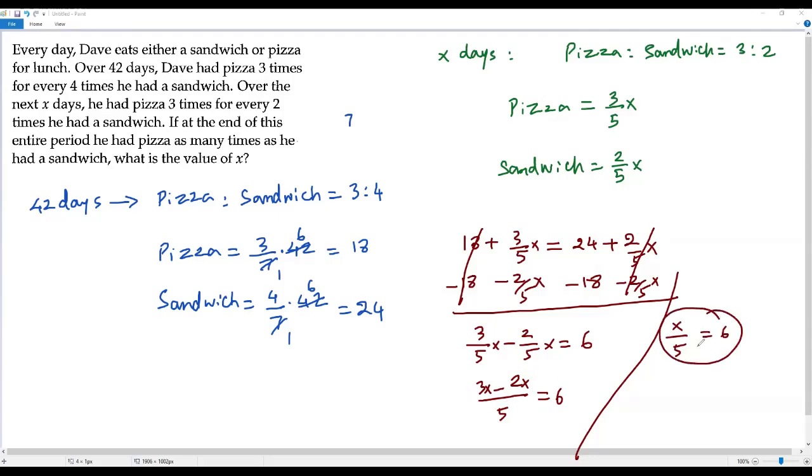Now to solve for x, we have to get rid of the denominator 5. For that we multiply both sides of this equation by 5. 5 times x over 5 equals 5 times 6. The 5 cancels out, and we get x equals 5 times 6, which is 30. I got the value of x. The value of x is 30.